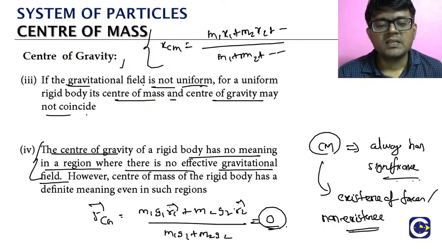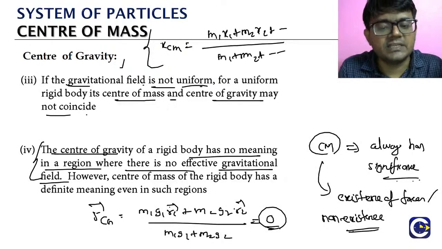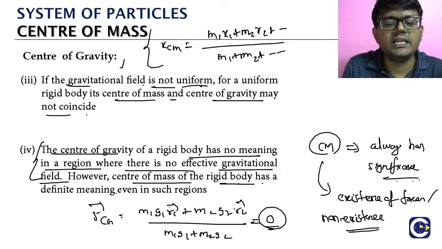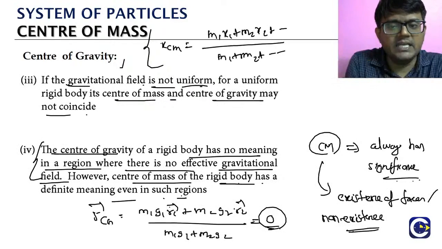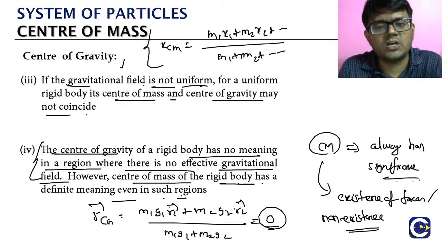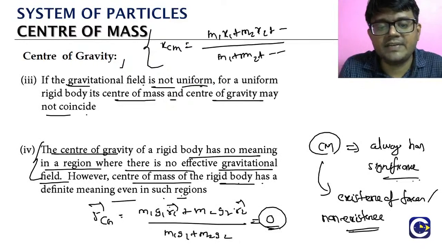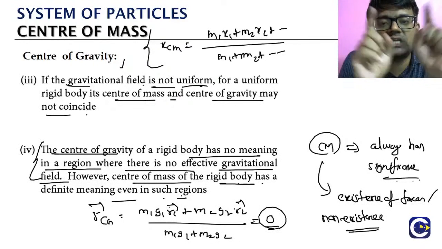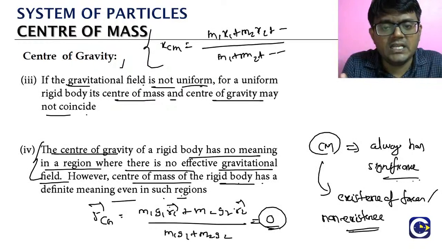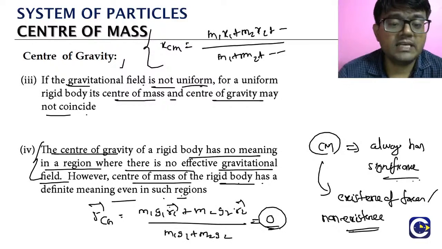So center of gravity is linked to the gravitational field, but center of mass is not linked to anything. The center of mass of a rigid body has meaning or significance in each and every region, whether there is a force acting on the object or not. But center of gravity is not like that. If there is no gravitational field in a region, then center of gravity in that region will not have any meaning. So these are some of the important theoretical points about the center of gravity.